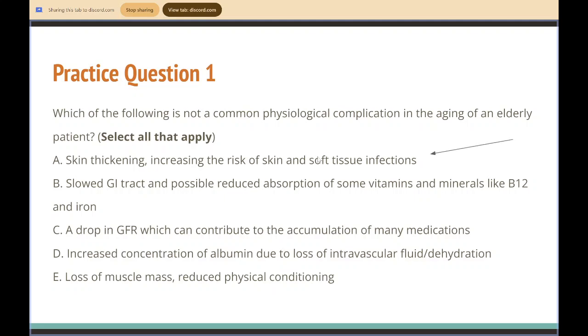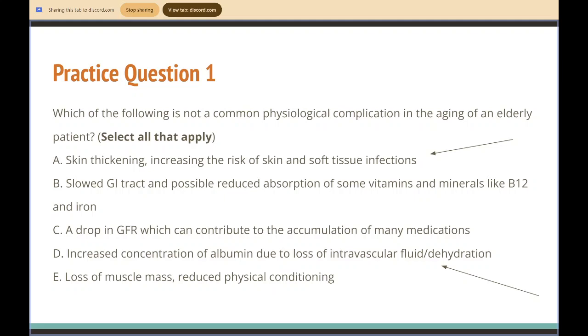All right, very good. So the correct answers are going to be A and D. And let's talk about why. Skin thinning increases the risk of infections. So therefore, A is incorrect as written.